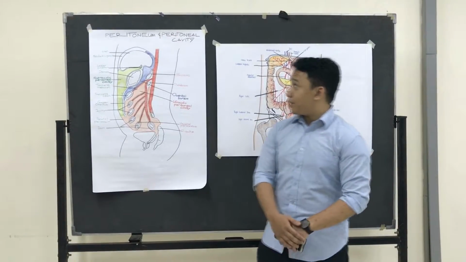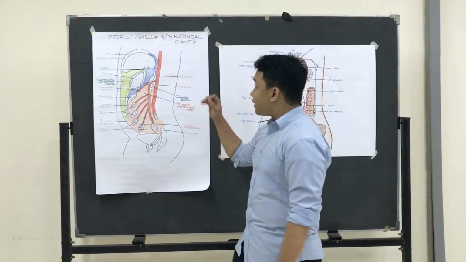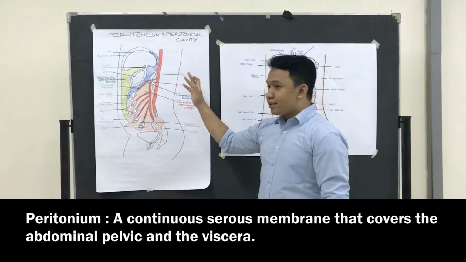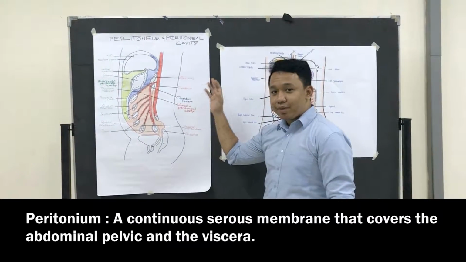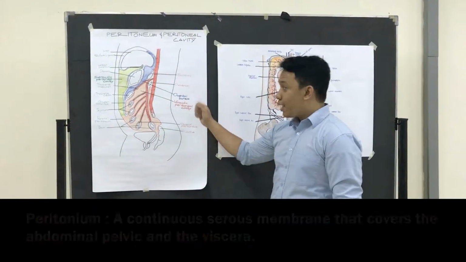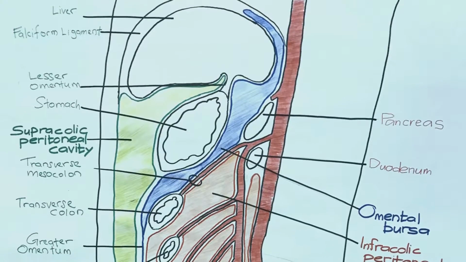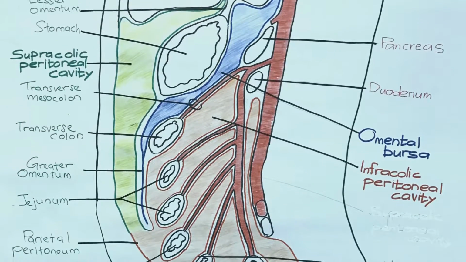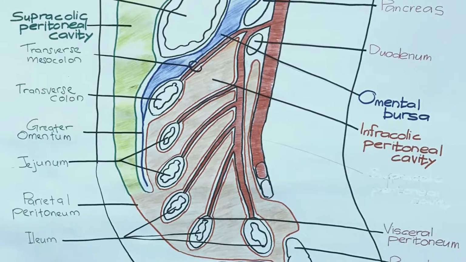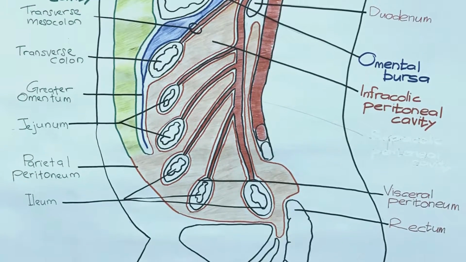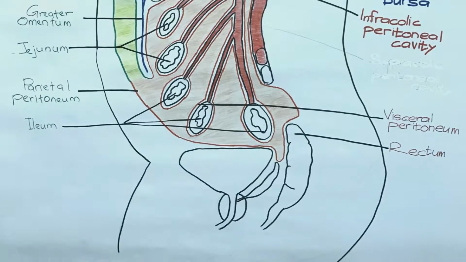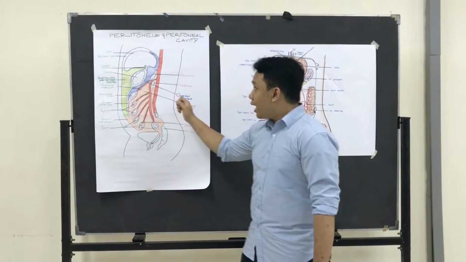First, I'm going to talk about the peritoneum and peritoneal cavity. The first is the peritoneum. The peritoneum is the continuous serous membrane that covers the abdominopelvic wall and the viscera. It is divided into two continuous membranes, which are the parietal peritoneum and the visceral peritoneum. The parietal peritoneum covers the abdominopelvic wall, while the visceral peritoneum covers the viscera of the abdominopelvic cavity.